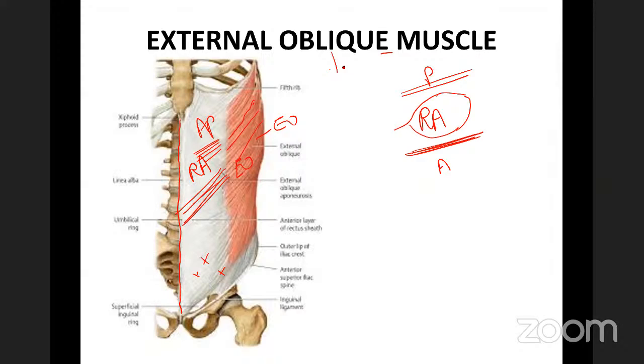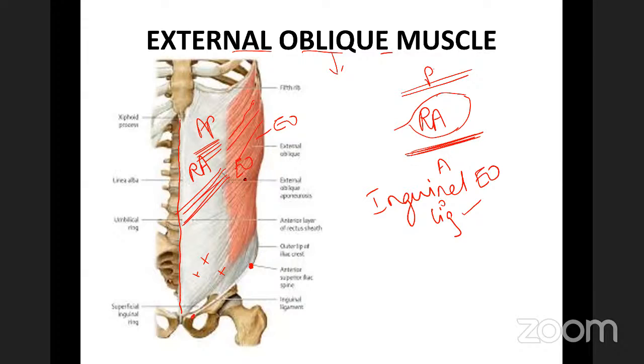Now we will see the modification of external oblique muscle. It forms the inguinal ligament, very important for your next class. So inguinal ligament is formed by which muscle, students? It is formed by the external oblique muscle. The inguinal ligament is attached from the anterior superior iliac spine to the pubic tubercle.